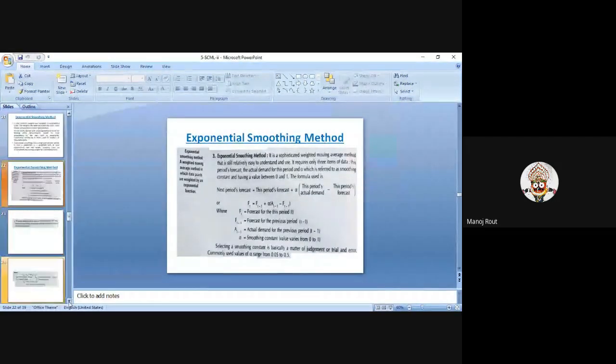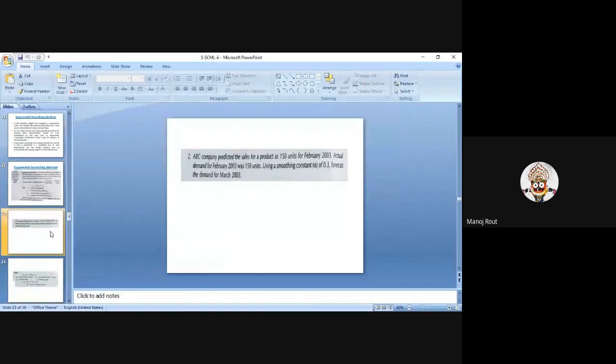So going to the next example, I will just read the example. Try to understand. ABC company predicts the sale for a product as 150 units for the month of February 2003. The actual demand for February 2003 was 158 units. Using a smoothing constant alpha of 0.3, forecast the demand for the month of March 2003. Just note down and try to solve using this particular formula that is already provided in the previous slide.